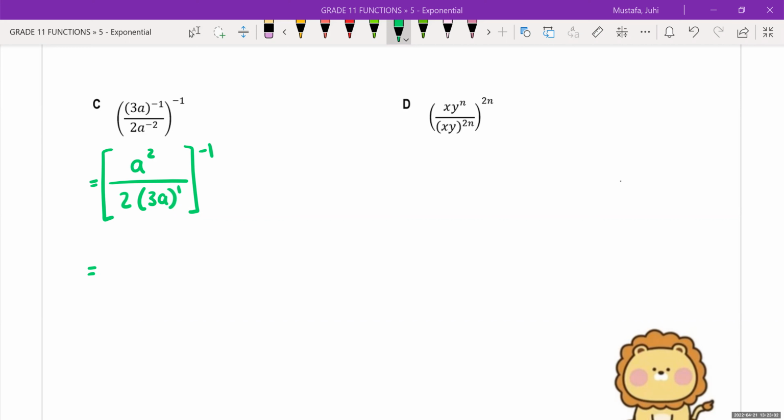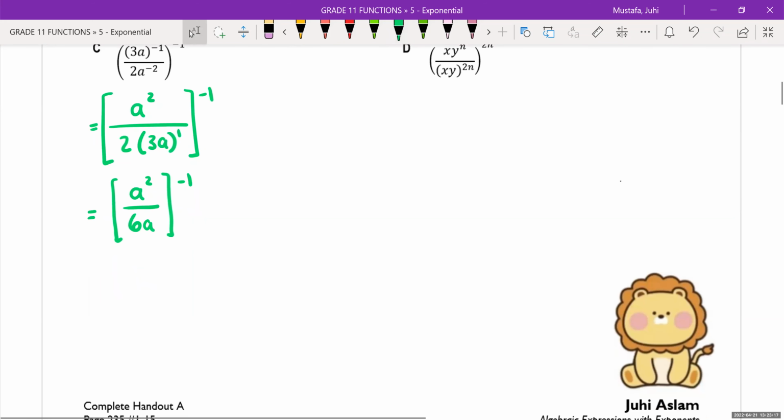I'm going to continue to solve what's inside of the bracket because I see I have 2 times 3a in the denominator, right? So I can keep the a squared at the top, and this can just become 6a all to the power of -1. And I can actually use power laws over here. So I have a squared and I have an a at the bottom. 2 take away 1 is just the 1. So this is actually going to simplify to be a over 6 all to the power of negative 1.